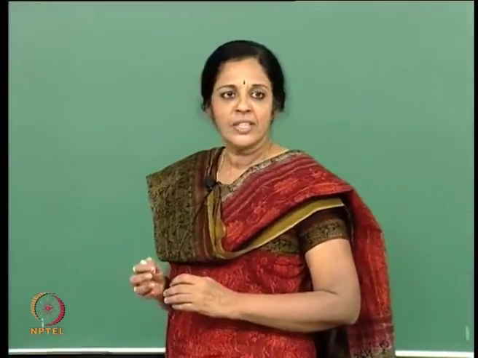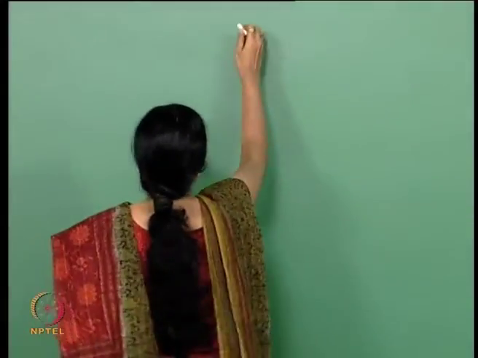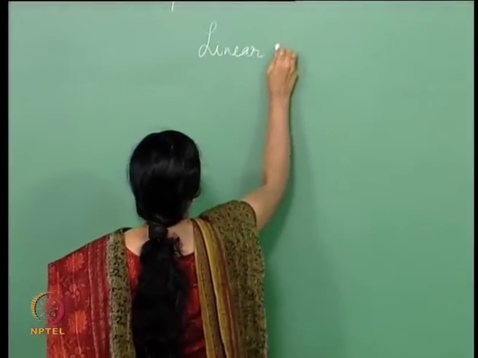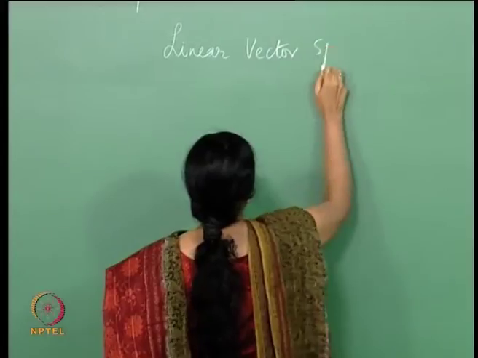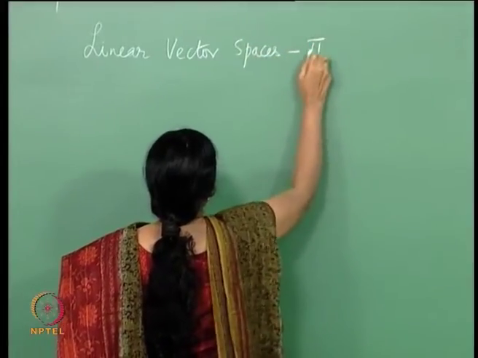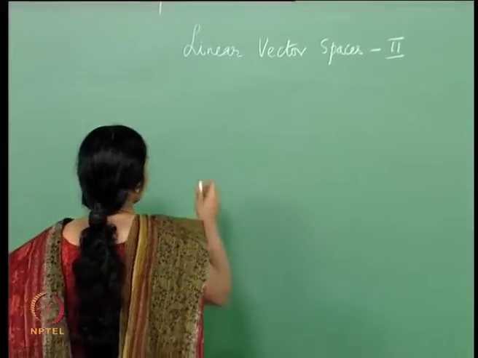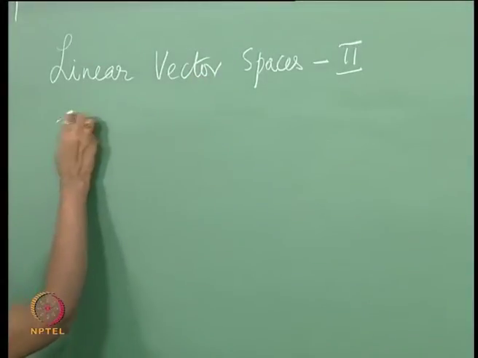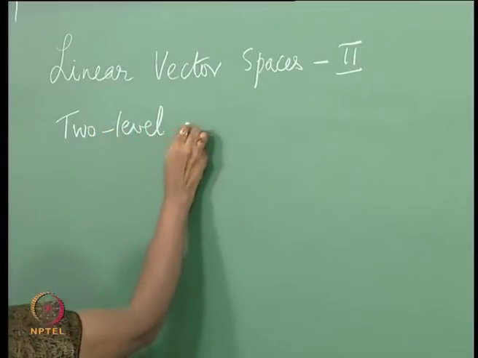In my last lecture, I spoke to you about linear vector spaces and introduced their properties. In particular, we discussed a two-dimensional linear vector space. We shall continue our discussion on linear vector spaces today using a specific example, the two-level atom. So, the topic is linear vector spaces. This is the second of the lectures on linear vector spaces with particular reference to the two-level atom.